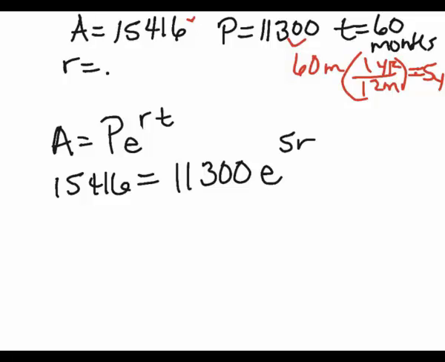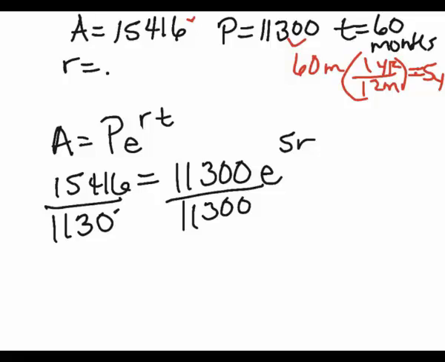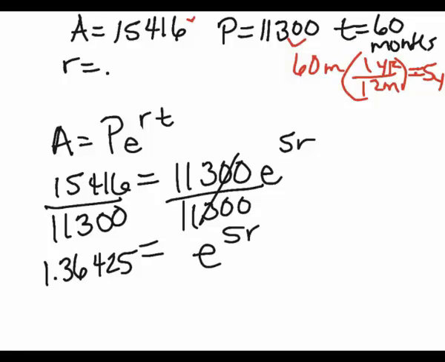Okay, we have to isolate the exponential expression. So I'm going to divide both sides by 11,300. That's gone. I get 1.36425 equals e to the 5r. Now, to get the exponent to come down, I have to take the natural log of both sides.